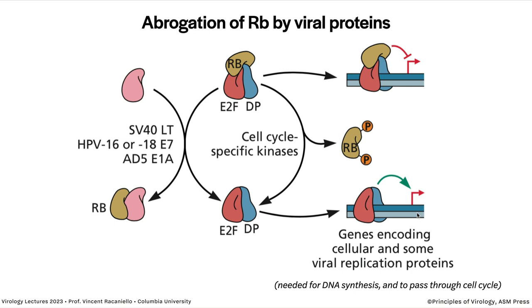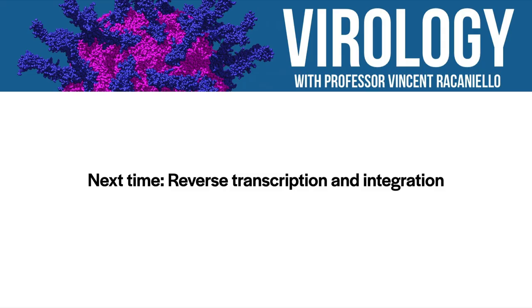Now that's going to factor in when we talk about cancers in a couple of weeks. Because remember, if these viral proteins can make the cell divide, if they do it forever, then those cells can become a cancer. Monday, we are going to talk about the last set of viral genomes in terms of their reproduction, and that is the retroviruses and hepadnaviruses, where reverse transcription and sometimes integration is involved in viral replication.